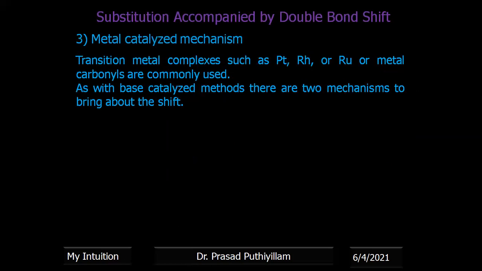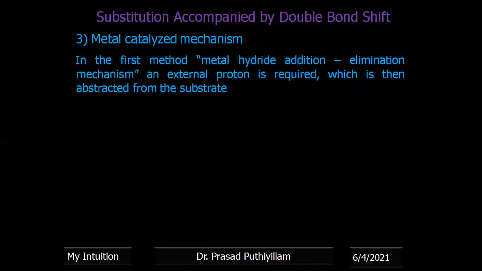The third mechanism is the metal catalyzed mechanism, in which transition metal complexes of platinum, rhodium, or ruthenium, or even metal carbonyls are commonly used. So as compared to the base catalyzed mechanism, here also there are two types. The first type is the metal hydride addition and elimination mechanism. I will draw a substrate here. Okay, so I took a substrate containing a double bond.